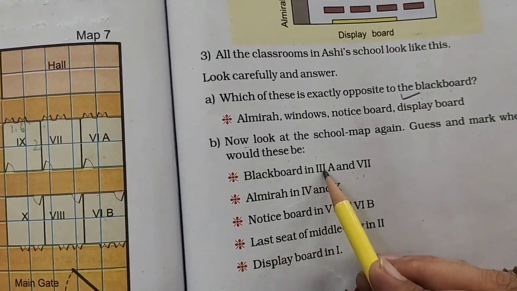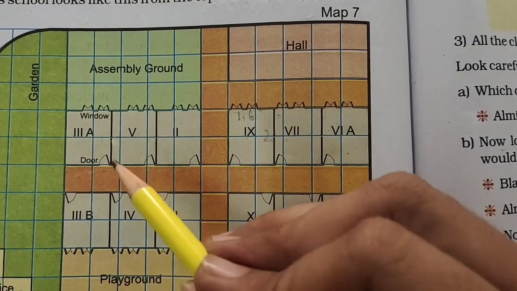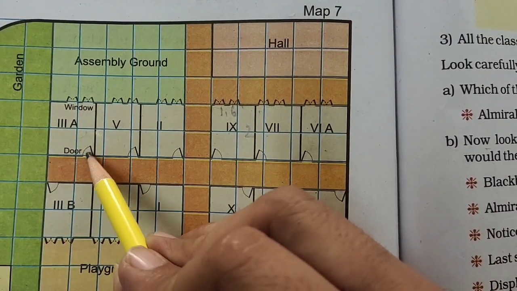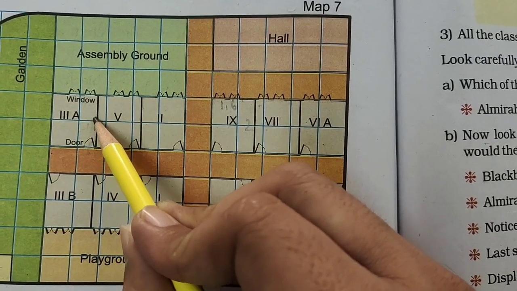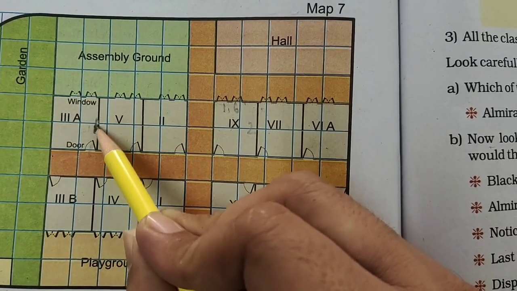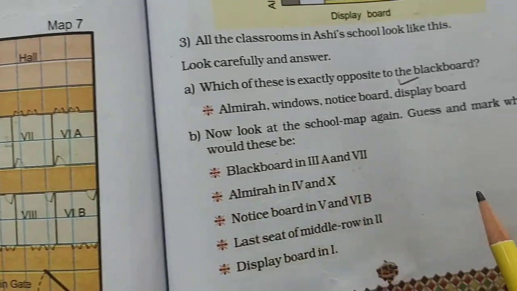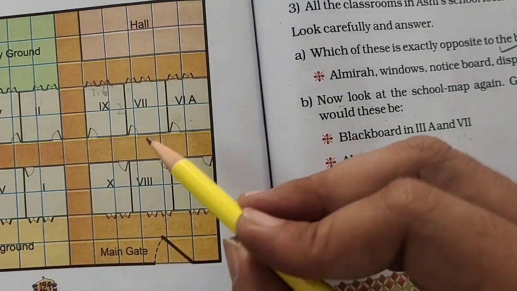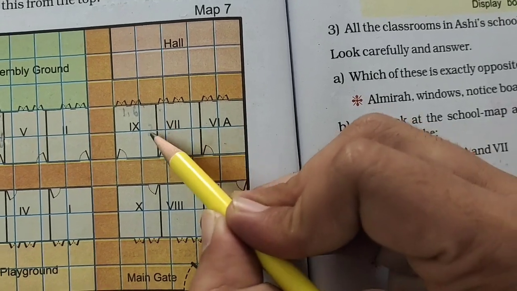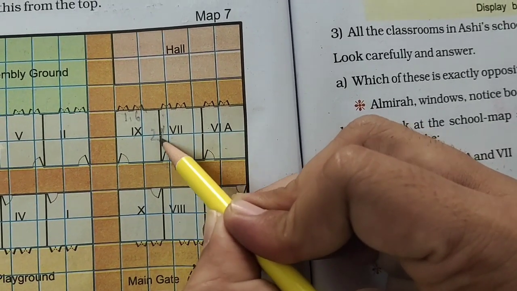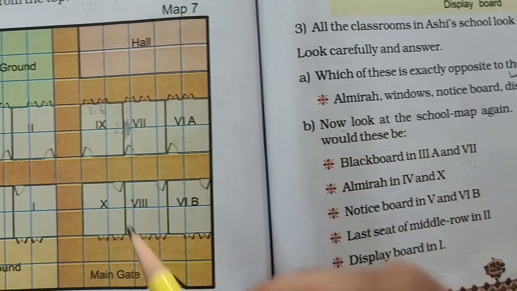Okay, so where will it be in 3rd A? Where is the class 3rd A? Let's see here. Here is the gate, the door. So here will be the blackboard. Here is the blackboard in 3rd A, and the next class is 7. Here is the door. So here will be the blackboard. Okay, you can also mark here.